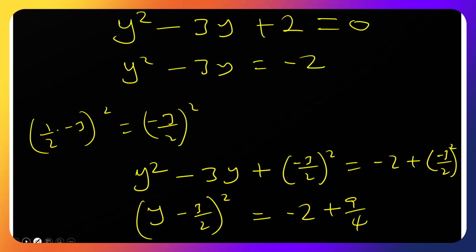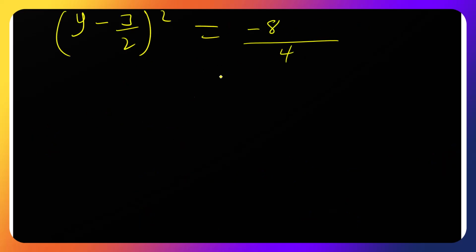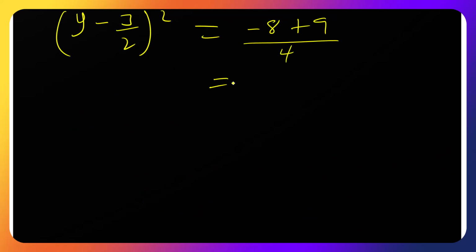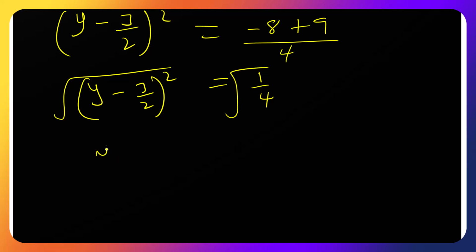So the LCM is 4 here. So 1, that is that. We have minus 8, minus 8 plus 9. Okay. So this side will be 1 on 4. y minus 3 on 2 all squared. So we can take the square root on both sides. y minus 3 on 2, as this one cancels out, plus or minus 1 on 2.